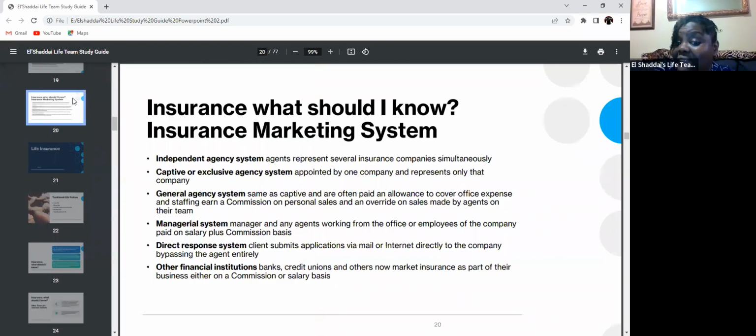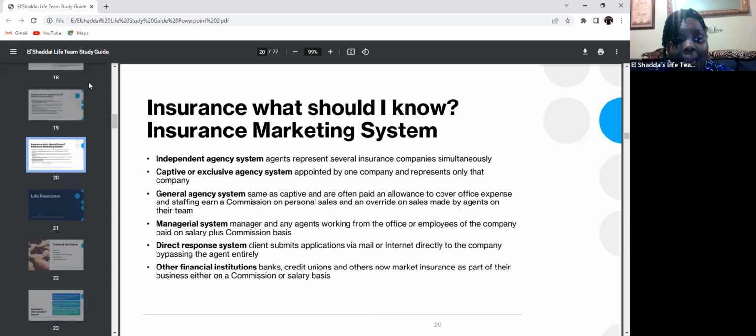Recapping, right? Independent agency represents several insurance companies, simultaneously. Captive, appointed over one company only. General agency, this company is captive, but it's paid an allowance for operating expenses and gets overrides for agents on the team. Earn commission. Managerial, not only do they get commission, but they also get salary. Direct response system. What does that mean? They just bypass the agent. We're not needed in this case, right? Other financial institutions, it's just talking about banks and credit unions. They offer this as a part of their business, right?